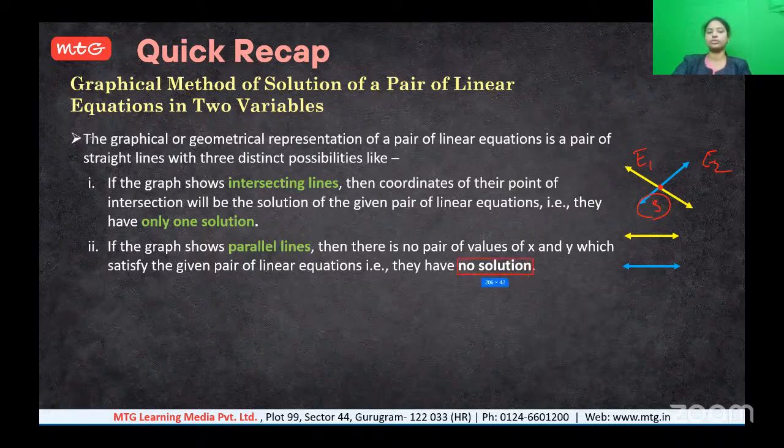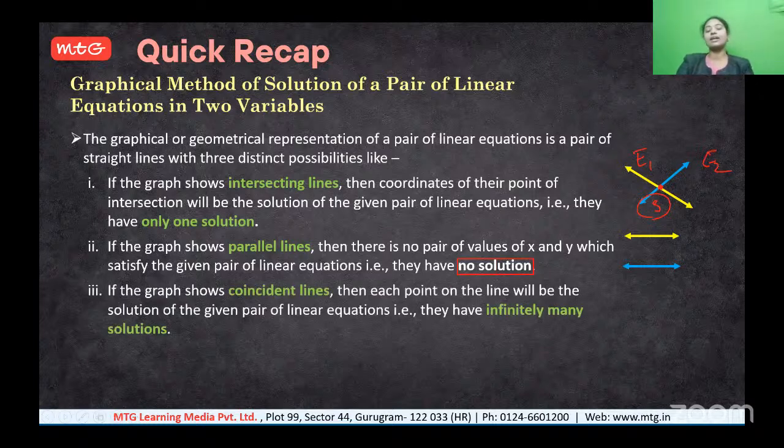It has no solution. Now, moving further. Third scenario. The graph shows coinciding lines. That is, one line will be occurring over the other line, because it is a straight line, so you can extend it as much as you want, no matter what. So, the third scenario is when the lines are coinciding lines.